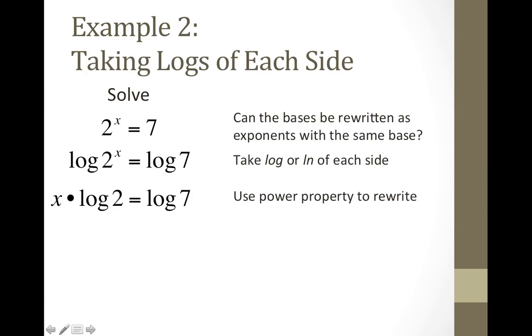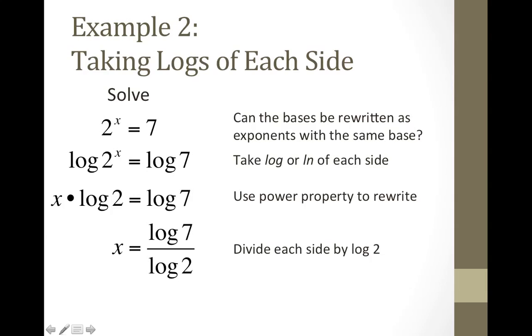And because I now have x times the log of 2, the log of 2 is just a number, and so I can divide both sides by that number. So I would get x equals the log of 7 divided by the log of 2. Now, if you were doing a quiz or a test where you are not allowed to use calculators, this would be your final answer. This would be as far as you could go, and you would leave your answer in this form.